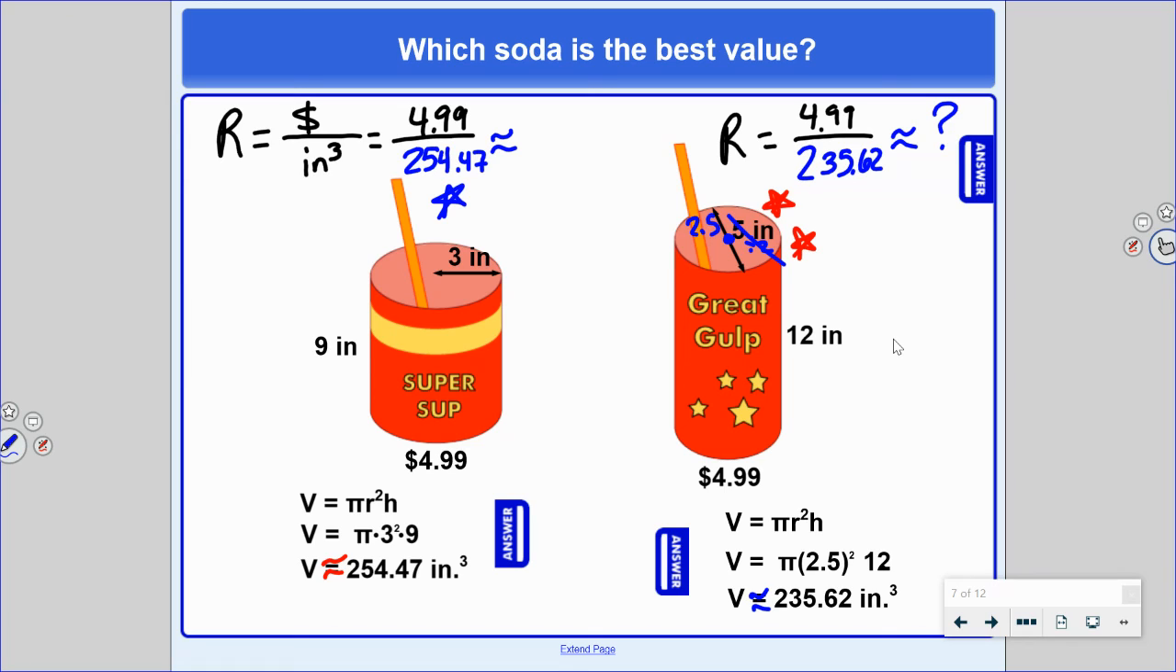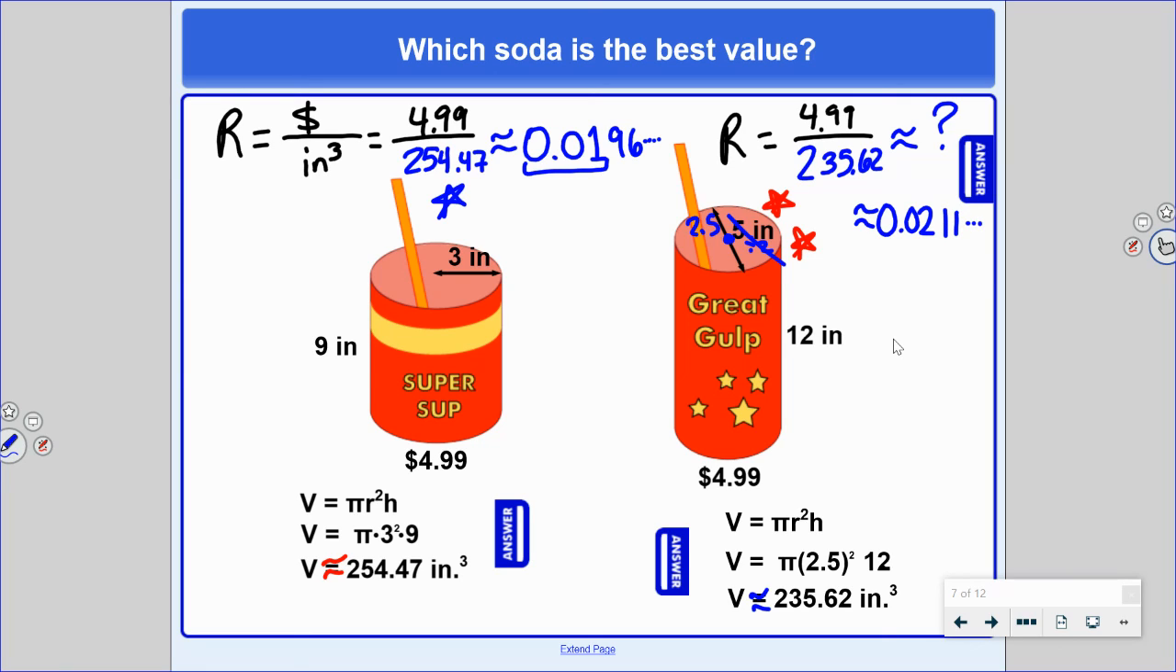So for instance, if I were to take $4.99 divided by 254.47, it would be approximately, let me go a couple more digits, what if parts of pennies are important? Ultimately, it's about 1 penny, actually closer to 2 pennies, huh? Now, let's say I do the same problem, but now instead of dividing by 254, we're going to divide by 235.62. In this case, it's about 2 pennies.